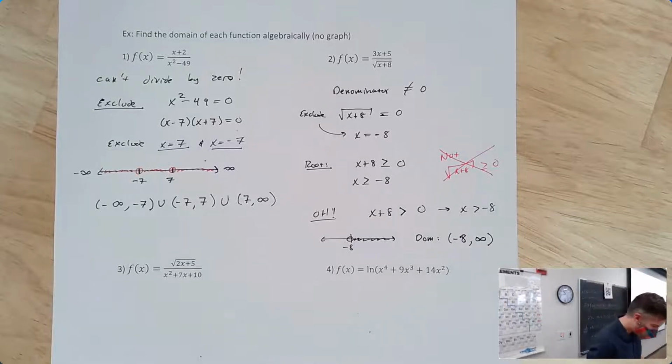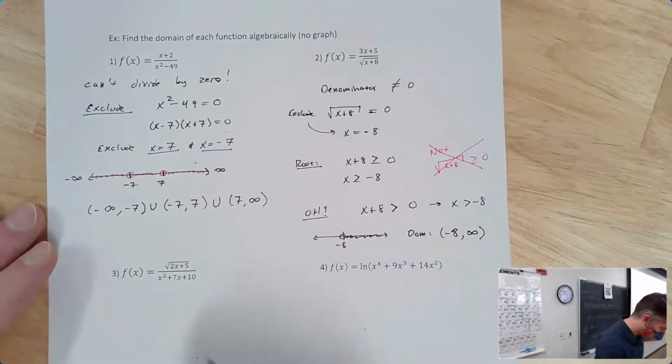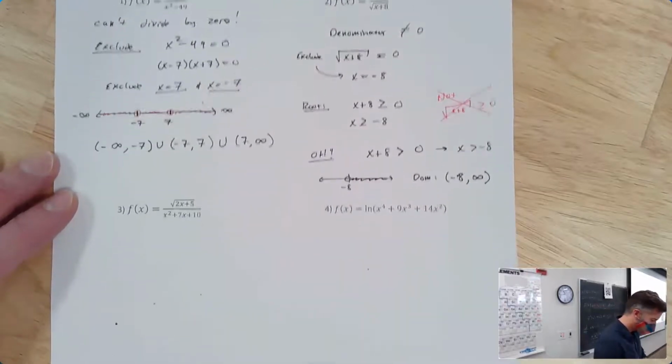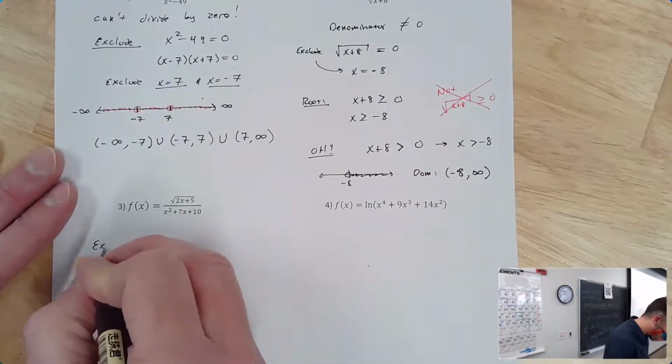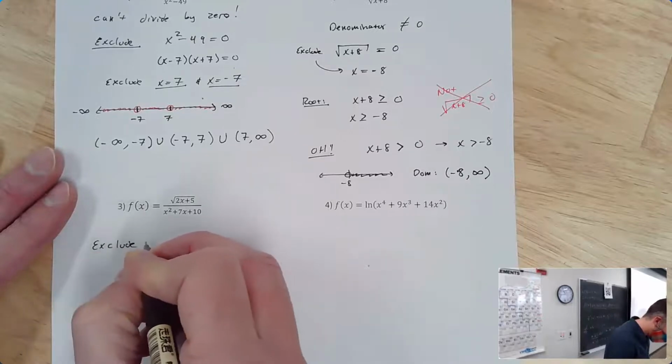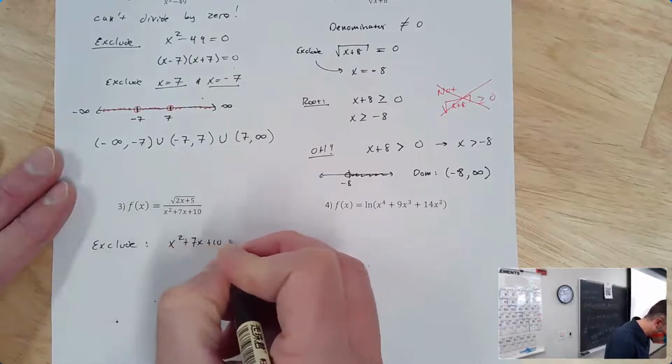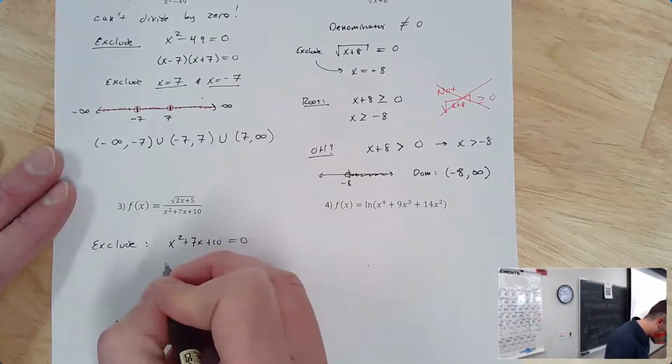Okay. Let's look at these last couple ones. So for this one, again, I've got two things going on. I want to exclude where the denominator is equal to 0. So I'm excluding x squared plus 7x plus 10 equal to 0. That does factor.